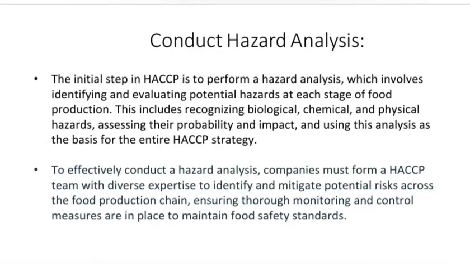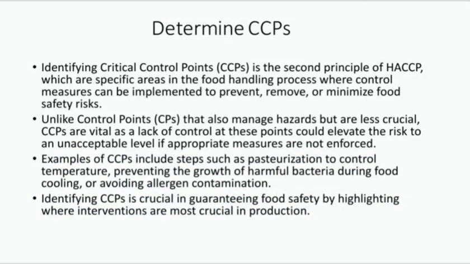The first principle is conduct hazard analysis. The initial step in the HACCP plan is to perform a hazard analysis, which involves identifying and evaluating potential hazards at each stage of food production. This includes recognizing biological, chemical, and physical hazards, assessing their probability and impact, and using this analysis as the basis of the entire HACCP strategy.